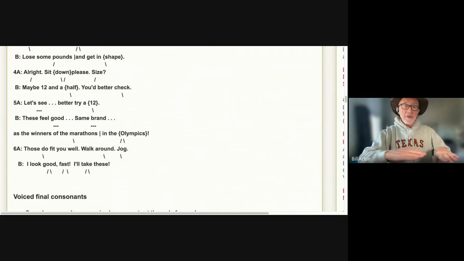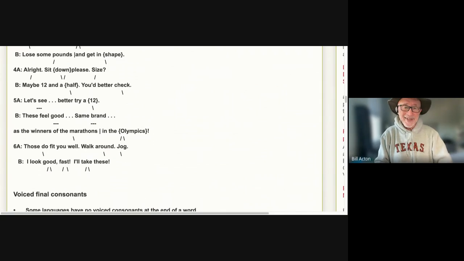These feel good. So we've got flat and flat. Same brand. Then the next line is fall and rise, fall: as the winner of the marathon in the Olympics. So let's do B, line 1 and line 2. These feel good. Same brand as the winner of the marathon in the Olympics. Good work, Bill.